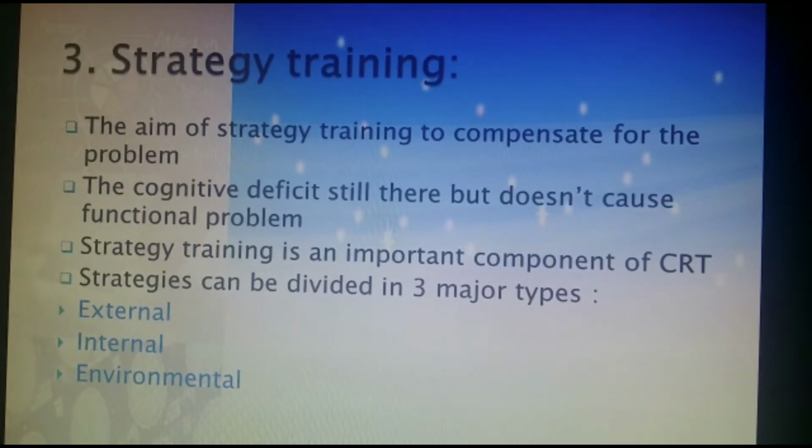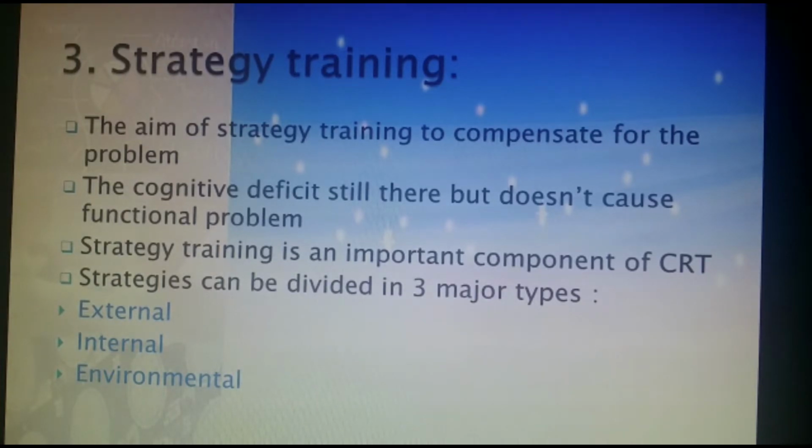The other approach is strategy training. In strategy training, we are aiming to compensate for the lost skill. So the problem still exists. We are not going to improve this skill, but we need to compensate for that problem. We use it based on our clinical reasoning and clinical judgment. If we are not expecting improvement with process training, then we need to move to strategy training.